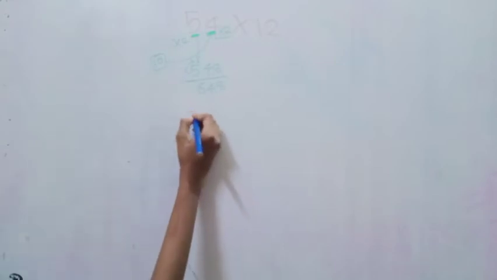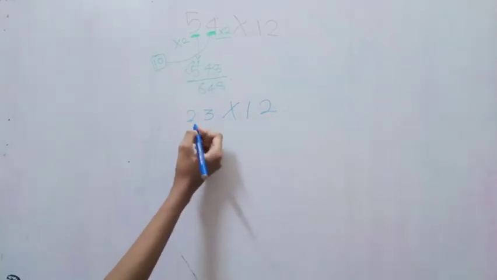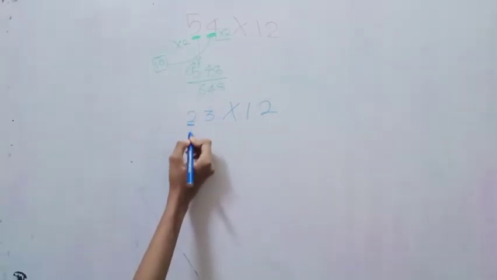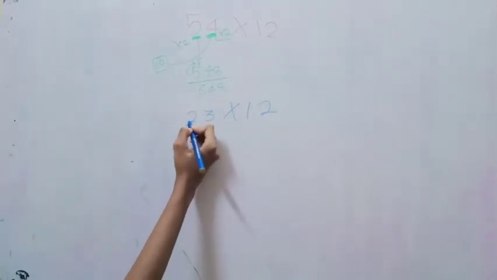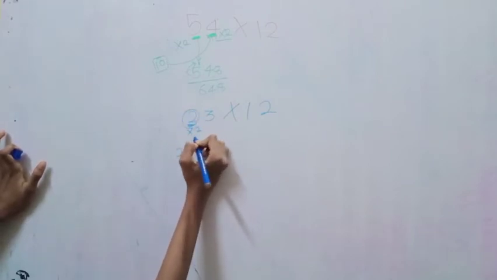Let's move on to the next example that we saw. 23 into 12. What would be the answer for this question? Now here you can see that 2 you have to write as it is. Now you have to multiply this number with 2. 2 2s are 4.